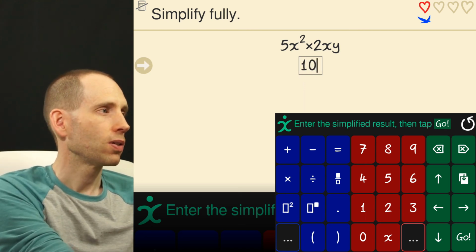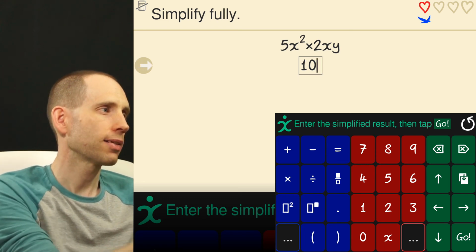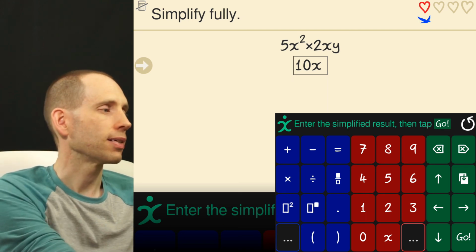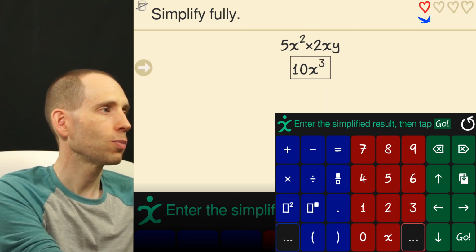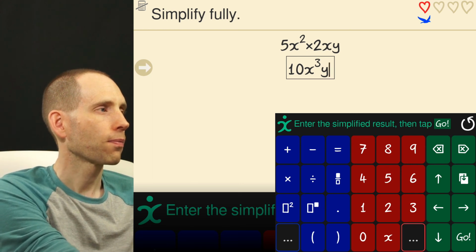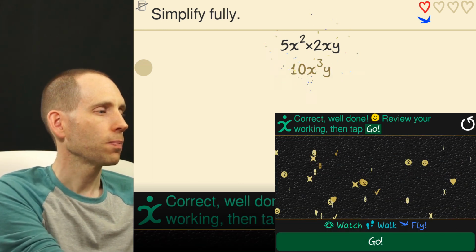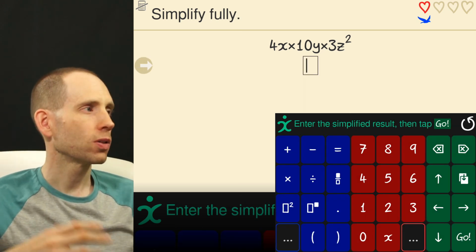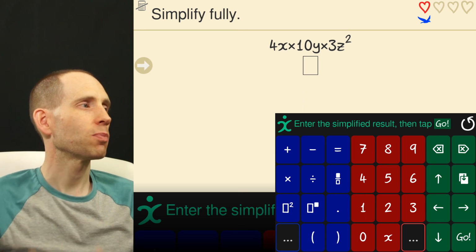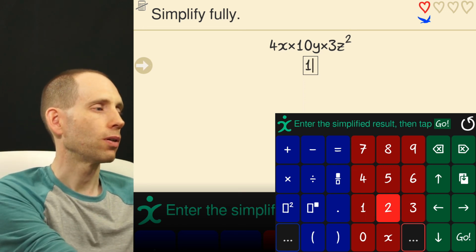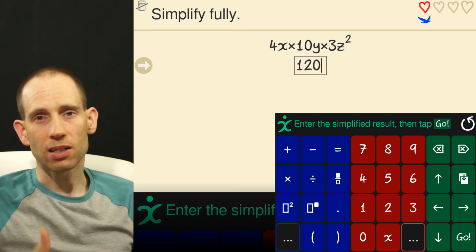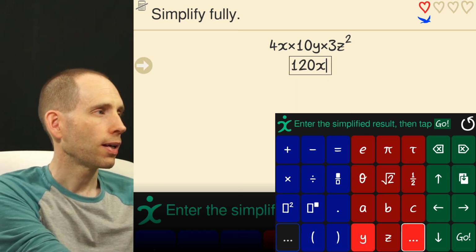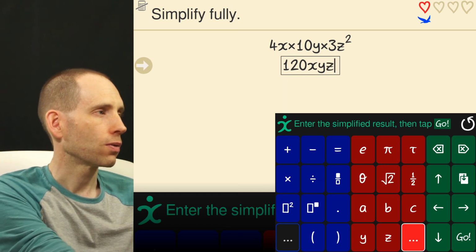So here, 5 times 2 is going to give me 10. I've got x squared times x, which will mean I've got 3 factors that are x's. So I can do x cubed and then y. Not that one. There we go. And this one again, so 4 times 10 is going to give me 40, times by 3 is going to give me 120. Then look at each letter in turn, so I can only see one x, I've got a y, and there's a z squared.